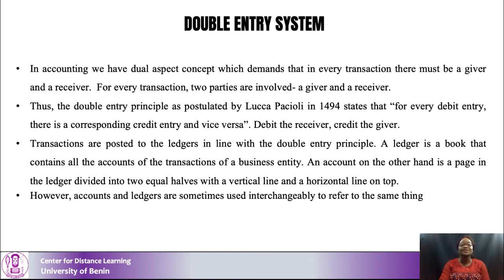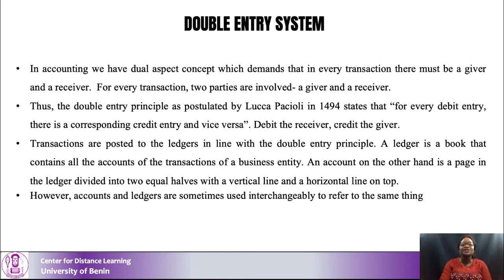One is the one that is giving value, and the other party is the one that is receiving value. Thus, the double entry principle, like we have learned before, is actually postulated by Luca Pacioli in the year 1494 in his book, where he stated that for every debit entry there must be a corresponding credit entry and vice versa. In simple terms, debit the receiver, the person gaining value, and credit the giver, the person that is actually giving the value to the other party.